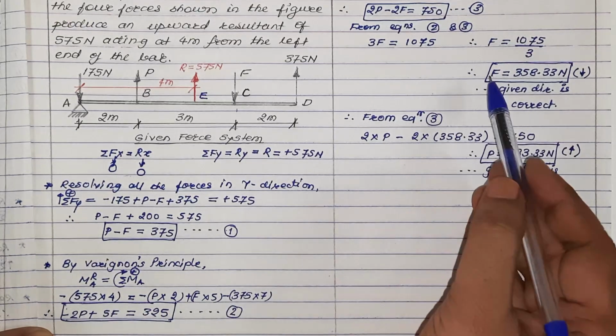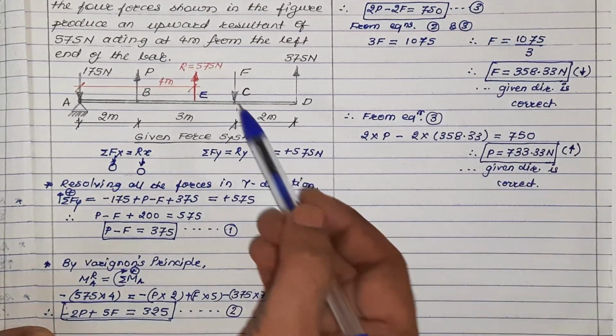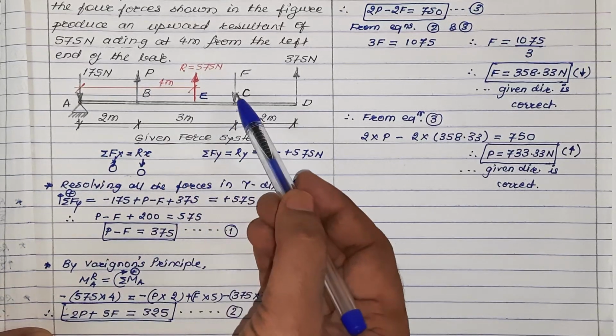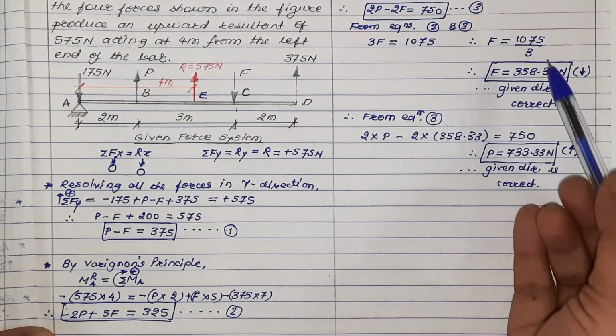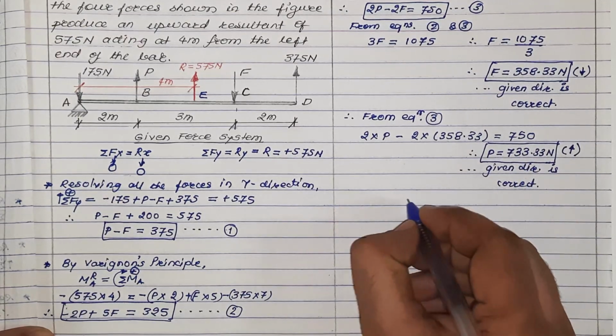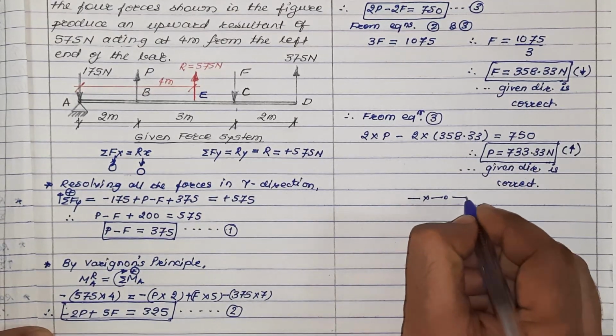Thus, for force F and force P, whatever directions were given in the numerical are found to be correct. And these are the answers for their magnitude. This finishes our solution.